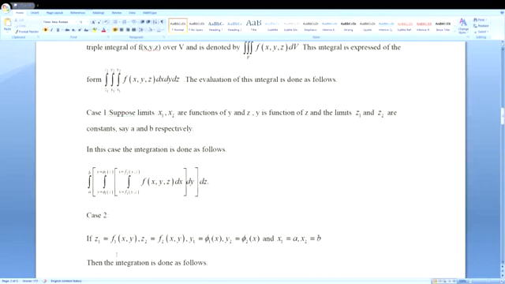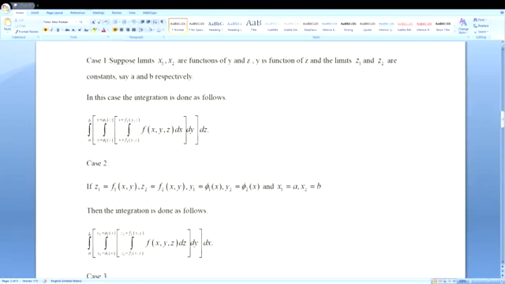Suppose z1 is a function f1 of (x, y) and z2 is a function f2 of (x, y), y1 is a function of x, that is phi1 of x, y2 is phi2 of x, and x is constant, x1 is a and x2 is b. Then we can write integral a to b, y varies from phi1 of x to phi2 of x, integral z varies from f1 of (x, y) to f2 of (x, y), f of x, y, z. Then here the integral is done with respect to z first, followed by y, and then with respect to x.